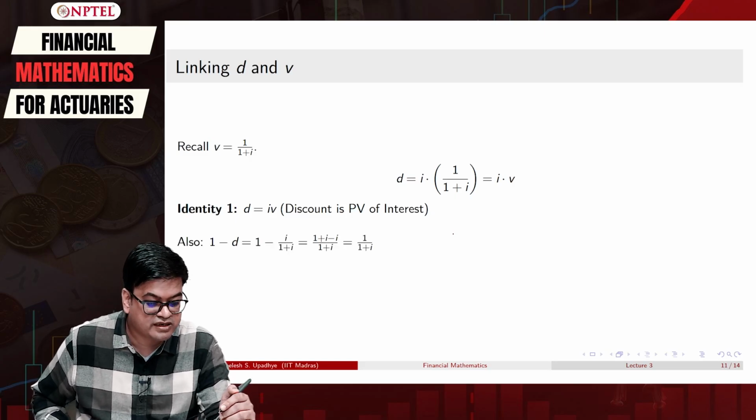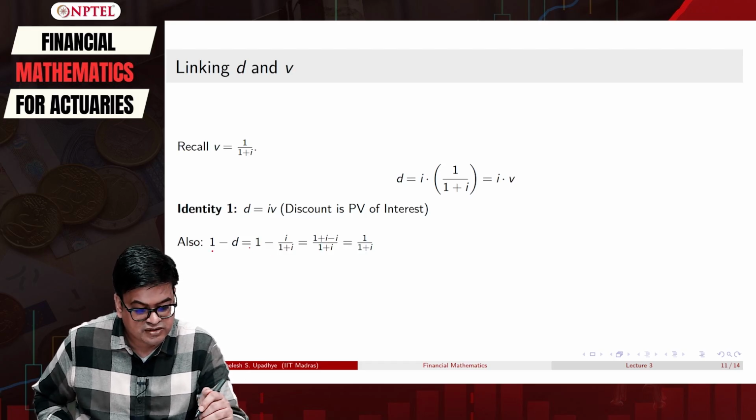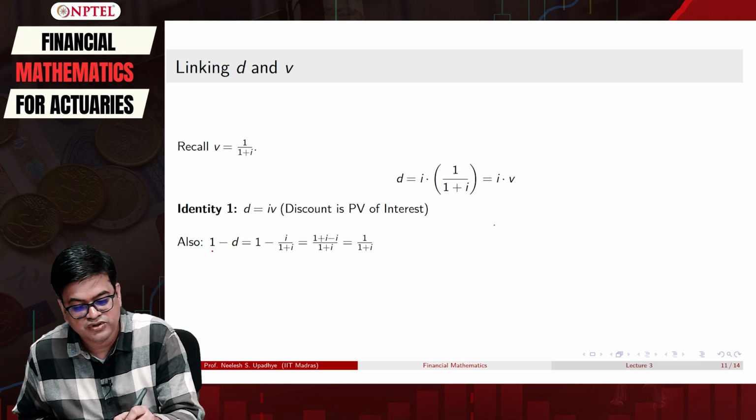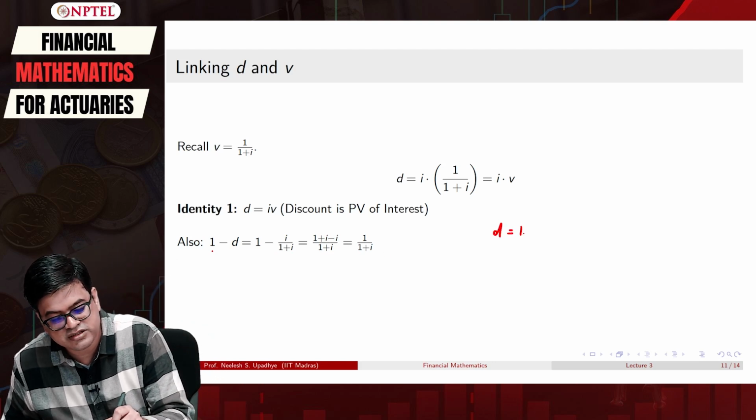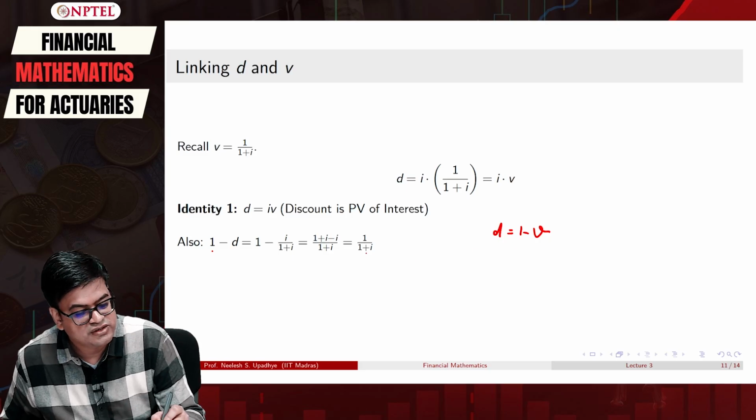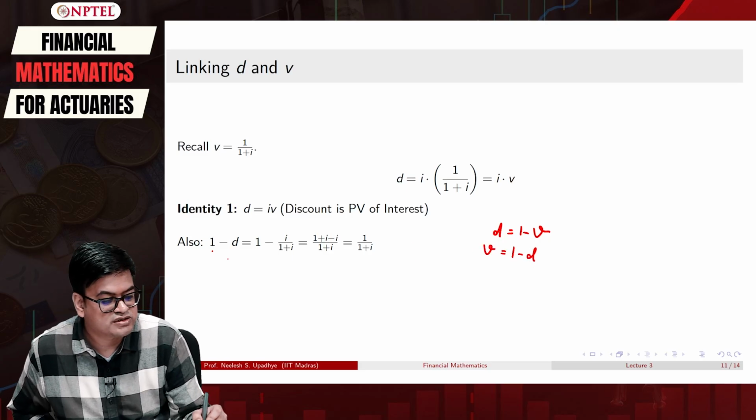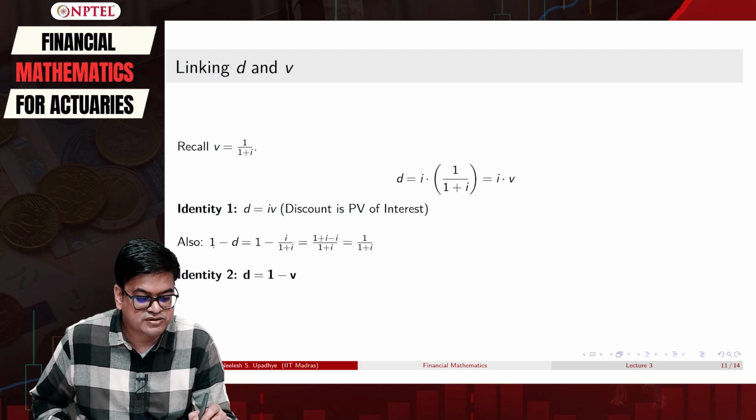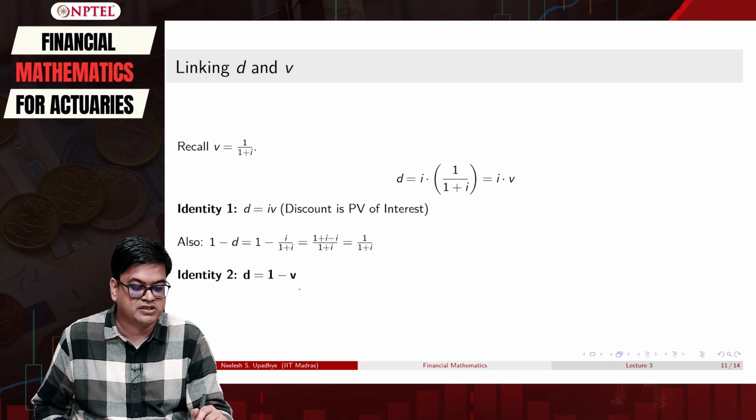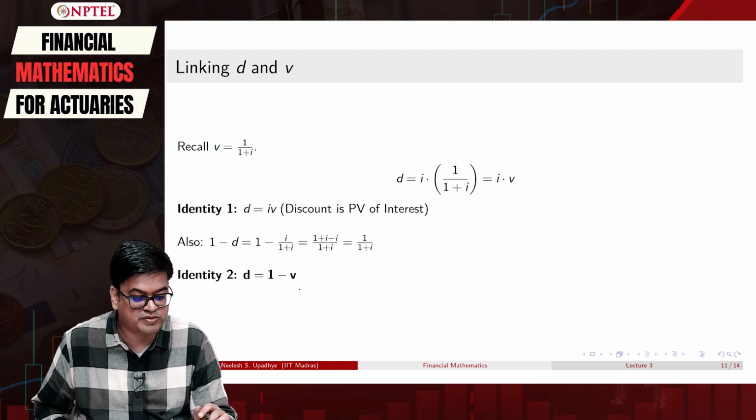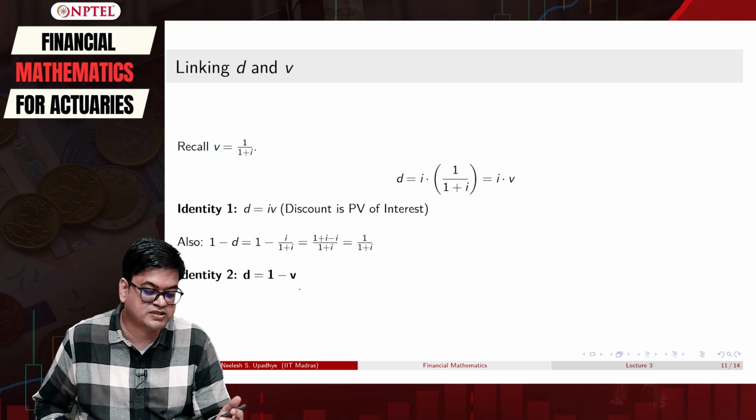Okay. Then this is another relation that I showed you. 1 minus D is actually equal to V. I showed you D is equal to 1 minus V. You rearrange it, you get V is equal to 1 minus D. Right? So that is what is being shown here. So these are two crucial identities that you should always remember for computing the things fast.